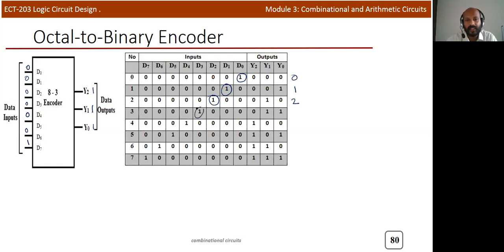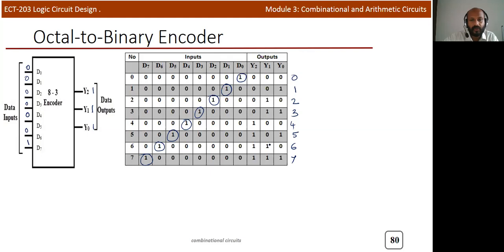And similarly, the next case, the binary equivalent of 3. And next, when D4 is equal to 1, this is the binary equivalent of 4. And D5 is equal to 1 means the binary equivalent of 5. And when D6 is equal to 1, the output will be the binary equivalent of 6. And finally, when D7 is equal to 1 and all other inputs are 0, we'll get the binary equivalent of 7 at the output side.